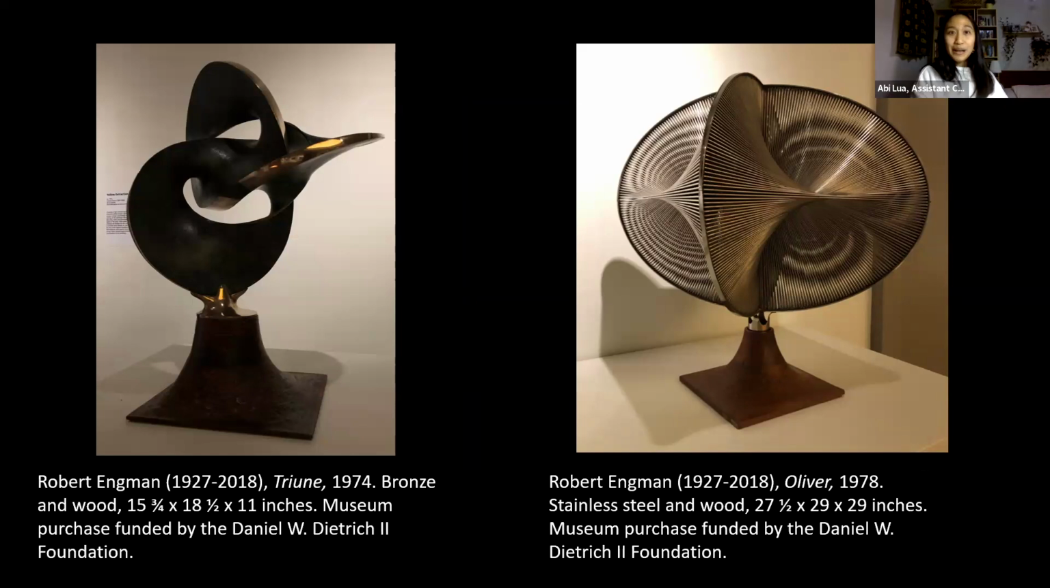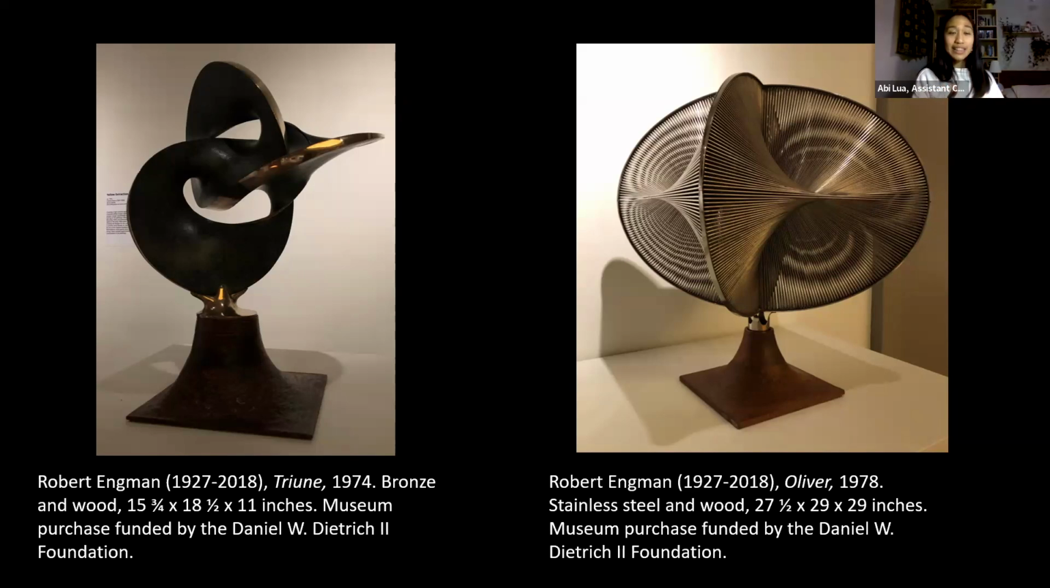And then returning to our permanent collection, another two new works that we brought into our Commonwealth Gallery are these two studies of more monumental sculptures that were created by Robert Engman. So on the left is Triune and on the right is Oliver. Robert Engman was a sculptor who was really interested in and known for his planar sculptures that explored the balance between volume and line.